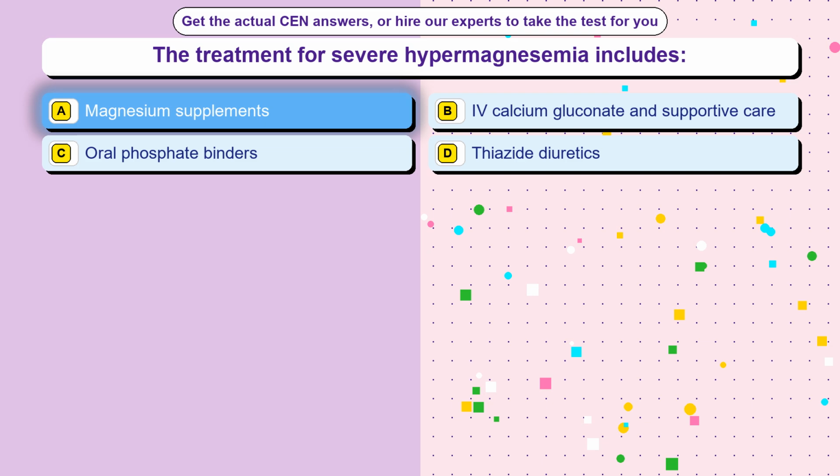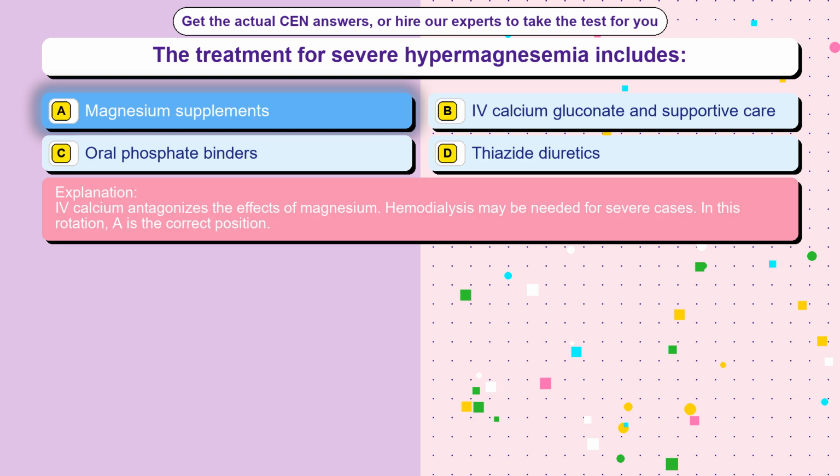The correct answer is option A, magnesium supplements. IV calcium antagonizes the effects of magnesium. Hemodialysis may be needed for severe cases. In this rotation, A is the correct position.